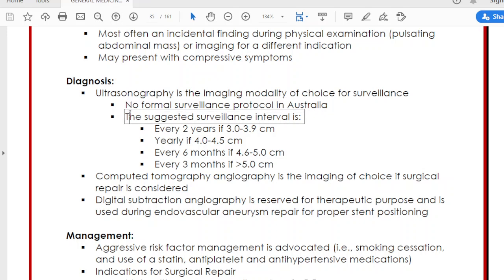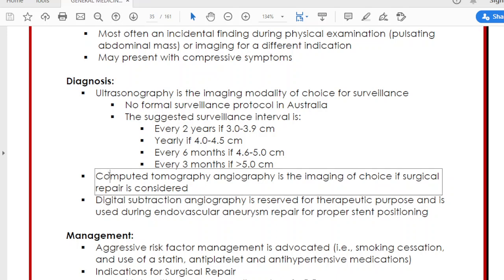The suggested surveillance interval is every 2 years if 3.0 to 3.9 centimeters. Yearly if 4.0 to 4.5 centimeters. Every 6 months if 4.6 to 5.0 centimeters. Every 3 months if greater than 5.0 cm.